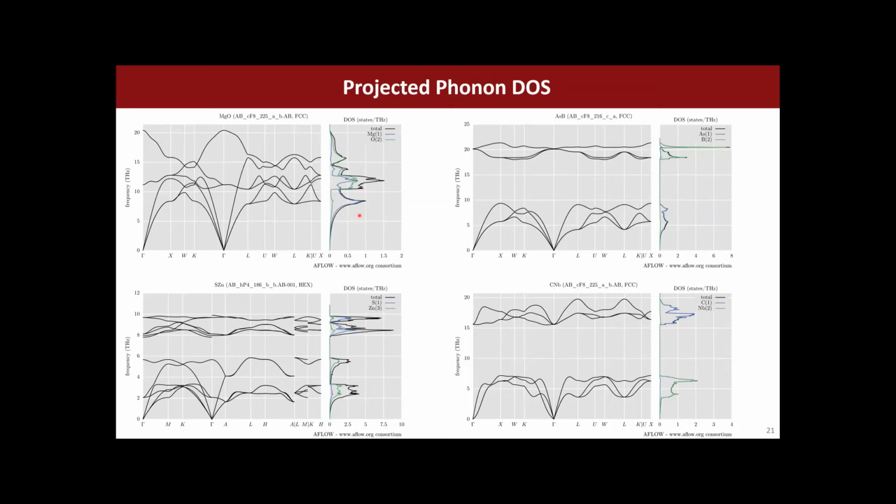We can make up a couple of trends here. We see that magnesium and oxygen overlap a lot. Magnesium is generally at lower frequencies.